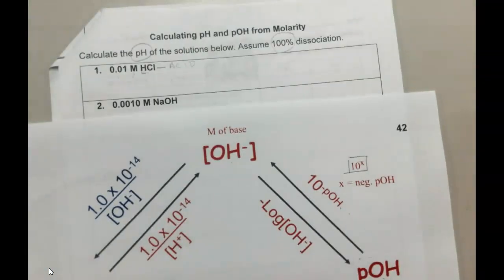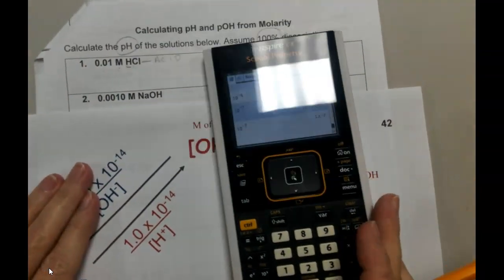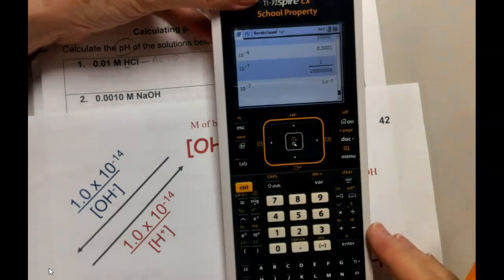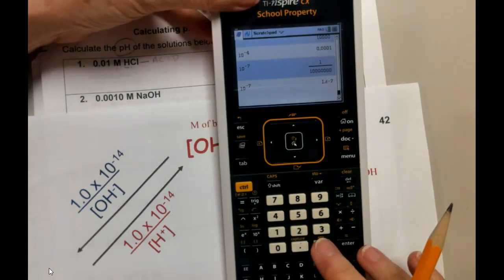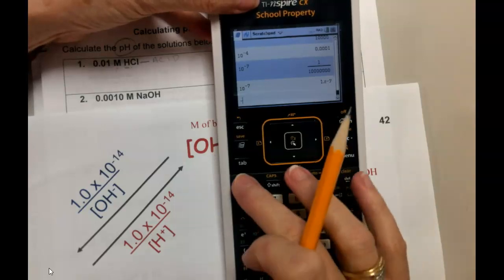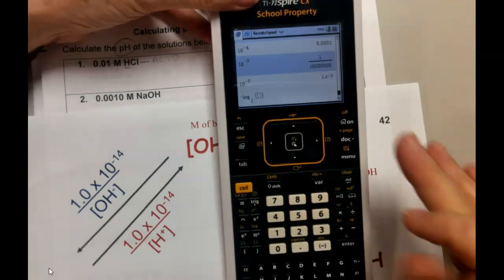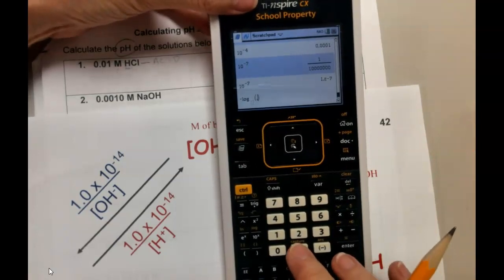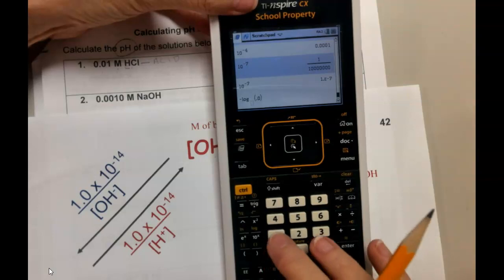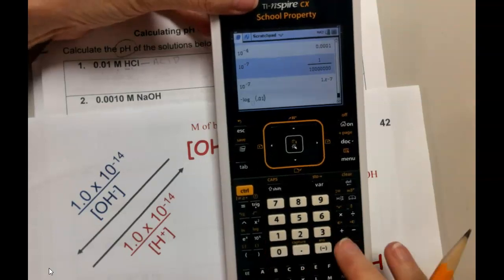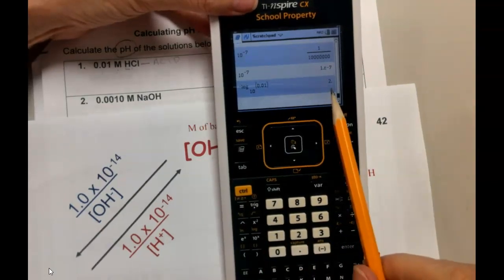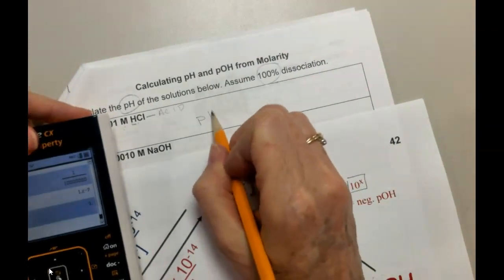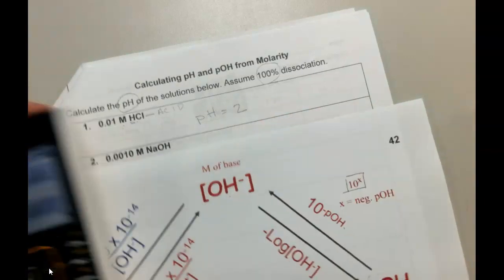Okay, so let's put that in the calculator. We're going to hit negative control log again, and then in the box, arrow over, we're going to put in our concentration, which is 0.01, okay, and hit enter. It says that the pH is 2. So pH equals 2, right?